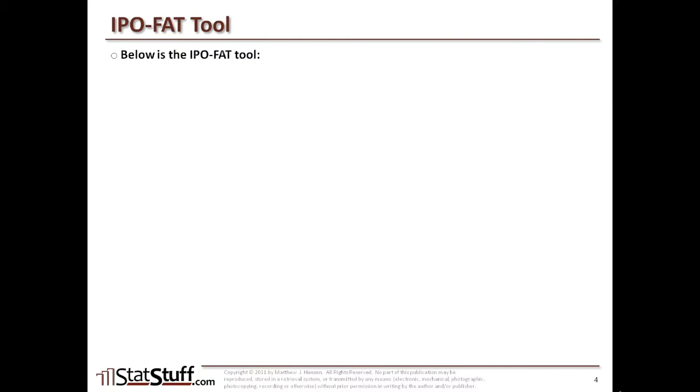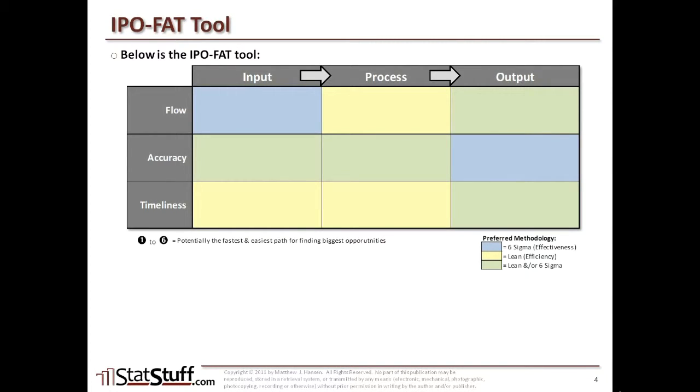Alright, so now let's look at the IPO FAT tool and how it's basically laid out. Basically, it looks like this matrix, where it's a 3x3 basic matrix with 9 blocks in there. And looking at this, you basically start with the input that leads into a process that creates some sort of output. That's the IPO portion. And then we're going to be looking at all the things that are inputs leading into a process that create the output from, again, the three perspectives. First, a flow perspective, down underneath of that, the accuracy perspective, and then finally a timeliness perspective.